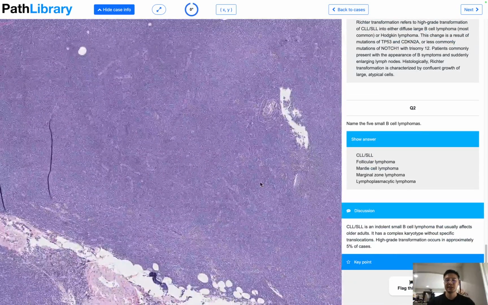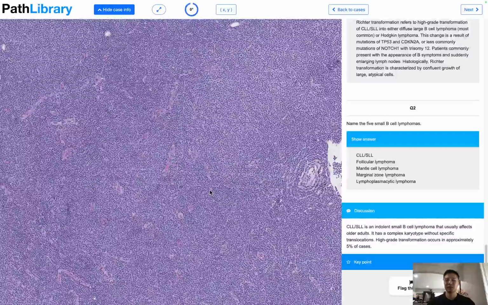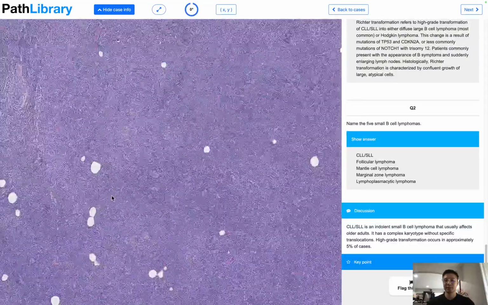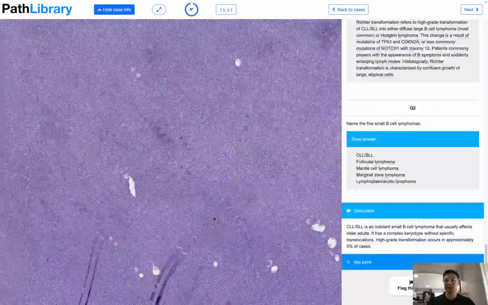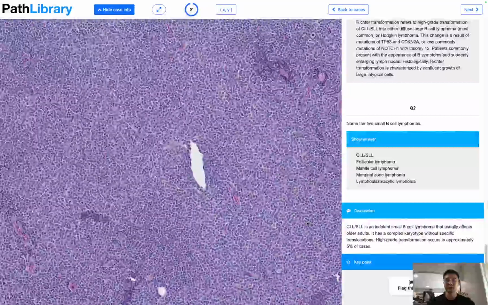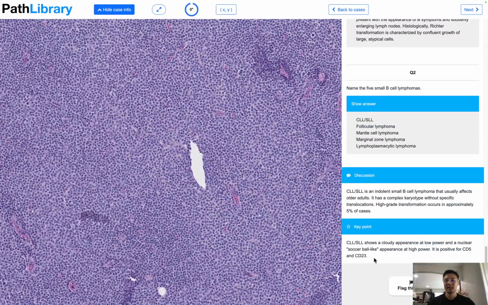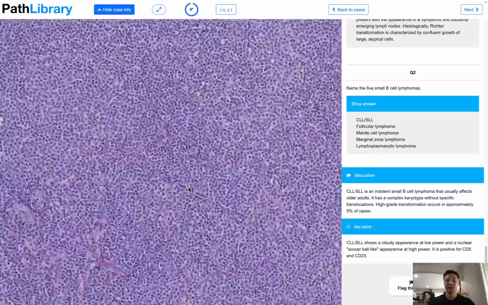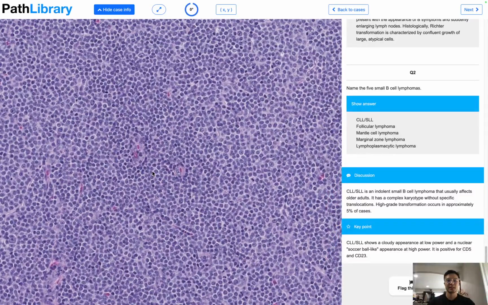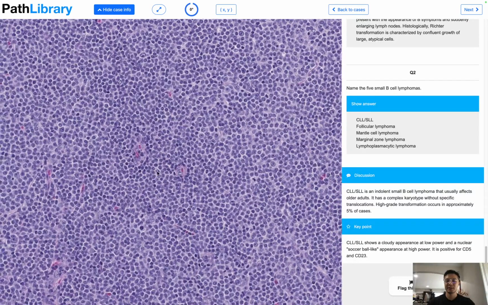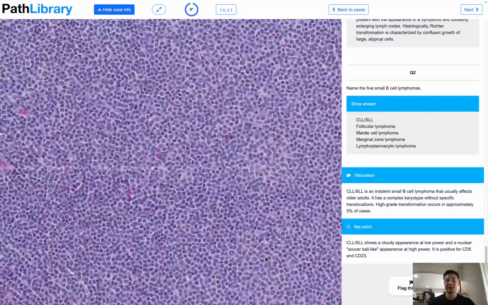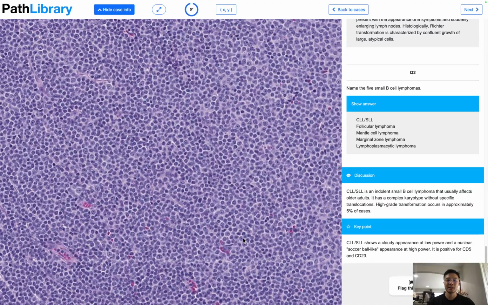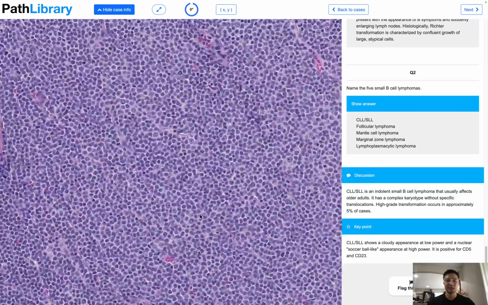And discussion: CLL/SLL is an indolent small B-cell lymphoma that usually affects older adults. It has a complex karyotype without specific translocations. High-grade transformation occurs in approximately 5% of cases, so something to keep in the back of our heads. And again, at low power, you'll see a cloudy appearance. At high power, the ones that have stippled chromatin will have a soccer ball-like appearance. It's positive for CD5, CD23. Mantle cell is also positive for CD5, but that will be CD23 negative, cyclin D1 positive, and SOX11 positive.